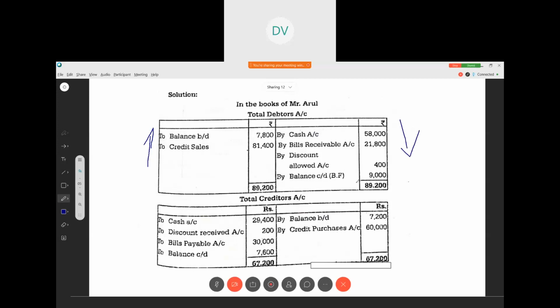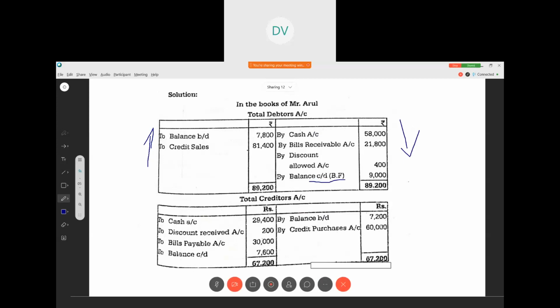So closing balance 9,000. Total creditors account. So creditors account always shows the credit balance, 7,200. This is given in the opening balance sheet, right? See, in this problem, they have given credit sales and credit purchases, but they haven't given the closing balance. So the balancing figure will be the closing balance here.